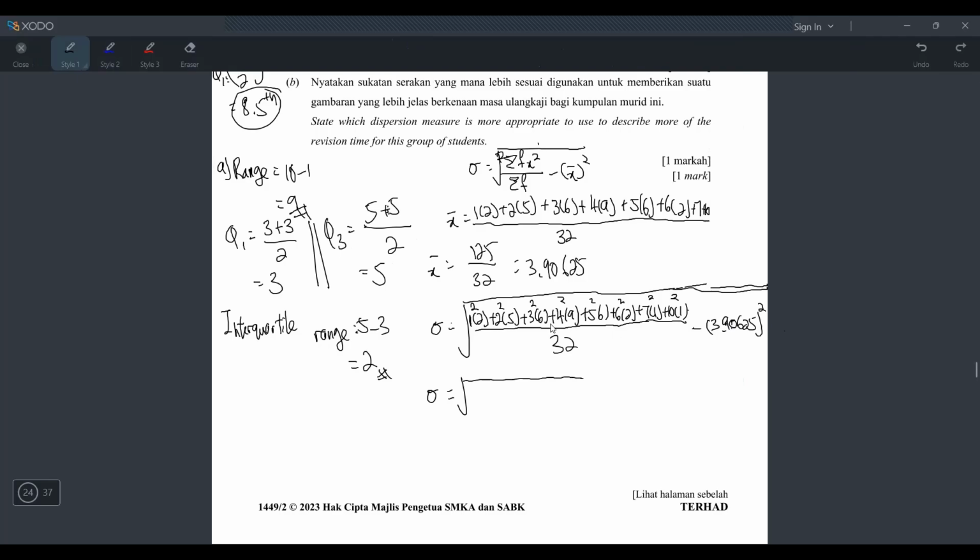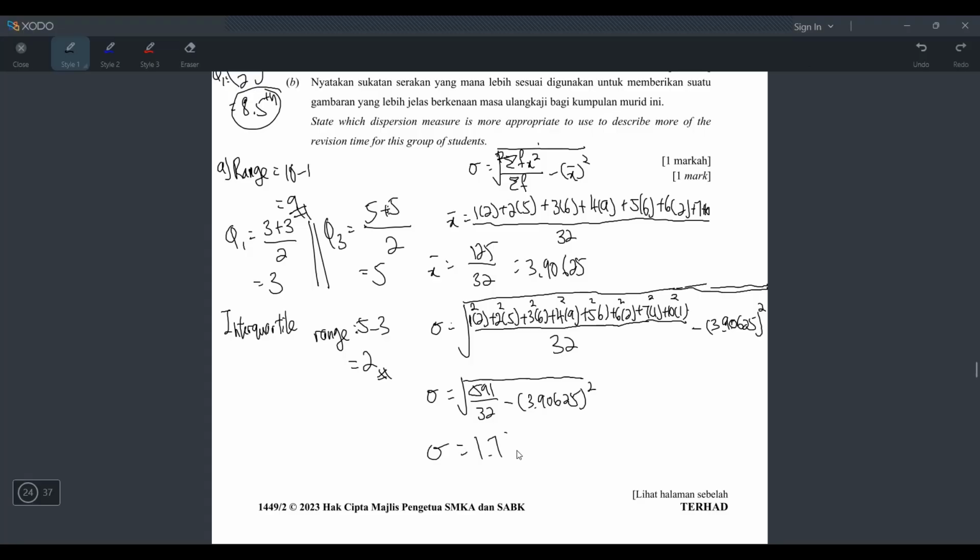So how do we press? Okay, I'll press very fast. 1 square times 2 plus 2 square times 5, which is 4 times 5, and then plus 3 square, which is 9 times 6, plus 4 square, 16 times 9, plus 5 square, 25 times 6, plus 6 square, 36 times 2, plus 7 square, 49, and then plus 10 square, 100. Okay, I get 591 divided by 32 minus bracket 3.90625 square. Now your standard deviation will be the answer divided by 32 minus bracket 3.90625 close bracket square. Okay, I get a very ugly answer. And then square root the answer.